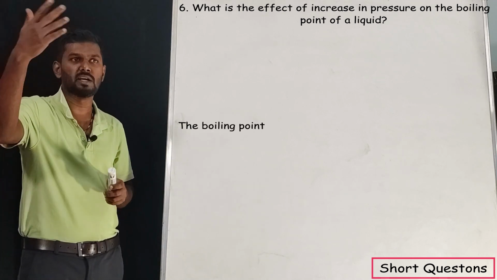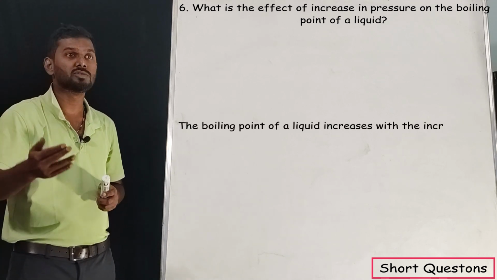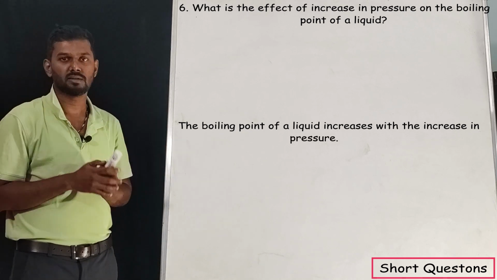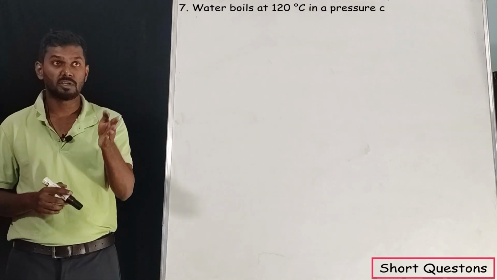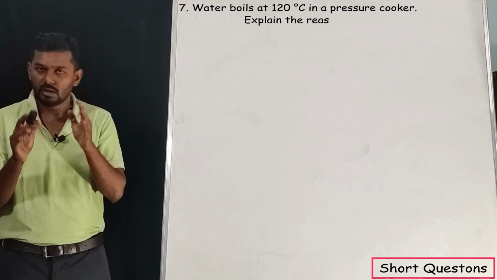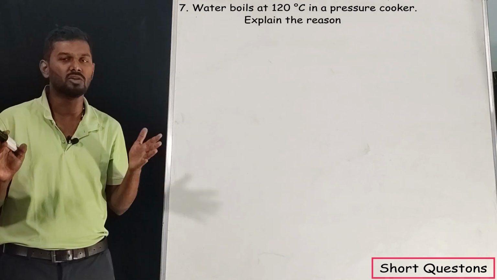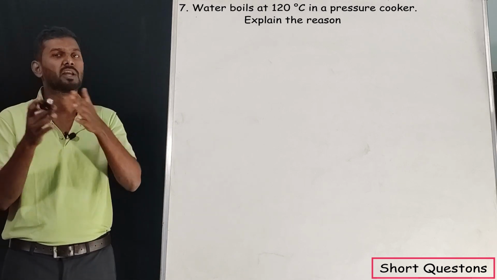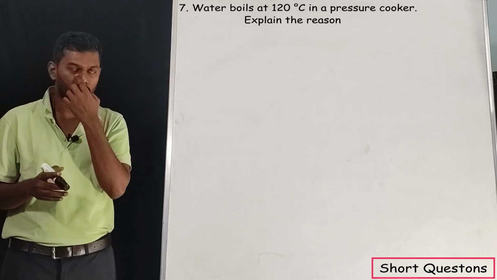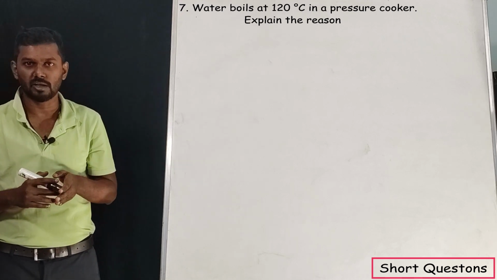See, when the pressure increases, the boiling point also increases. That's it. Our next question: water boils at 120 degrees Celsius in a pressure cooker. Explain the reason. It's a very simple question. This is what we have learned in the concept video. See, we have learnt in one of the questions that if the pressure increases, the boiling point also increases. That is what we are going to explain here.